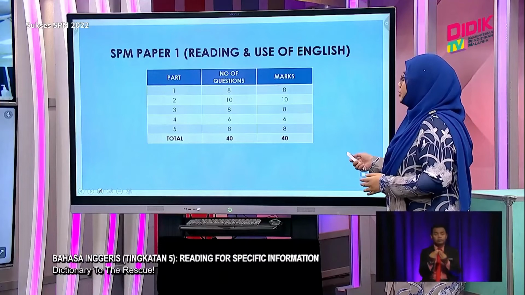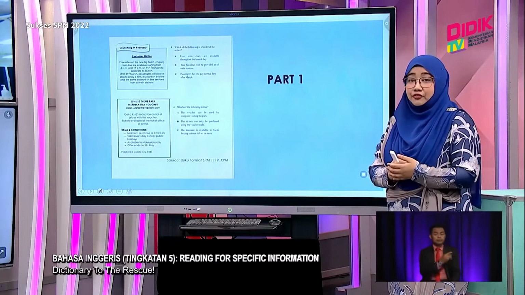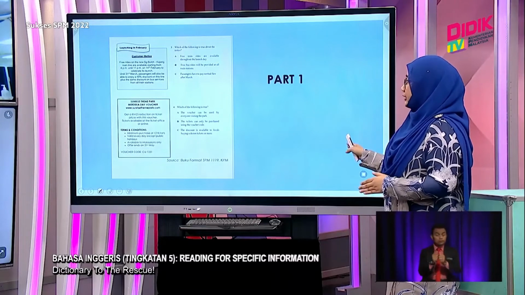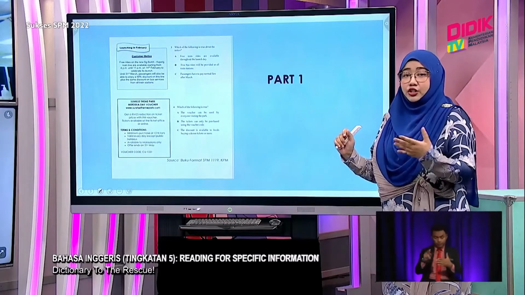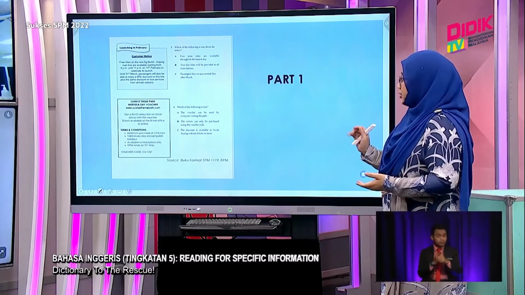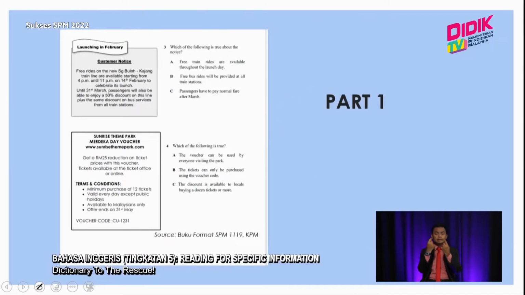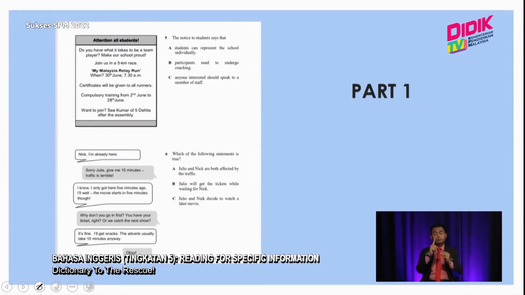Okay, so now we are going to look closer at each of the parts. So this is part 1. For part 1, it's what we call shorter text. As you could see over on the left-hand side, there would be 2 questions over there, and there would be several types of short text. For example, the first one is a notice, and the second one is a voucher. Meanwhile, the next part would be attention to all students, so it's a notice as well. And then for number 6, it's a dialogue.